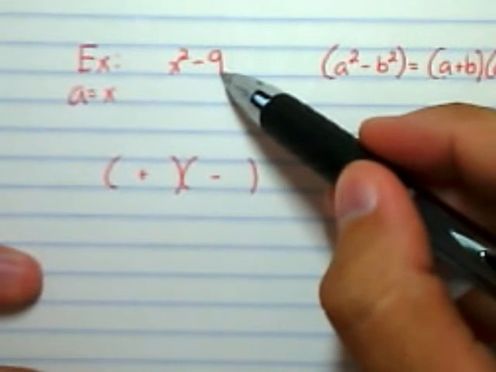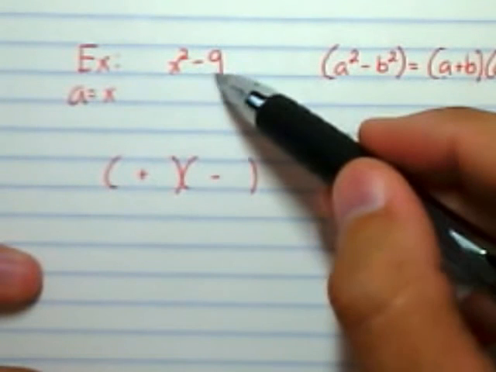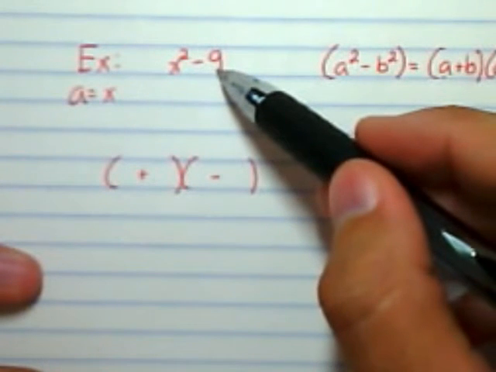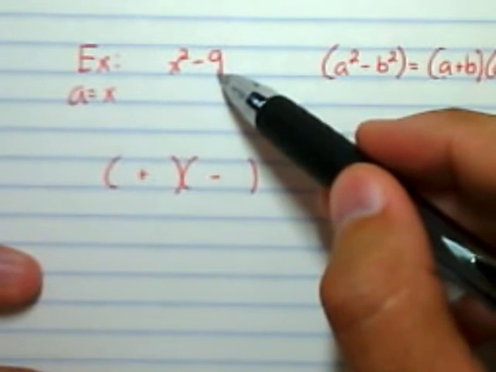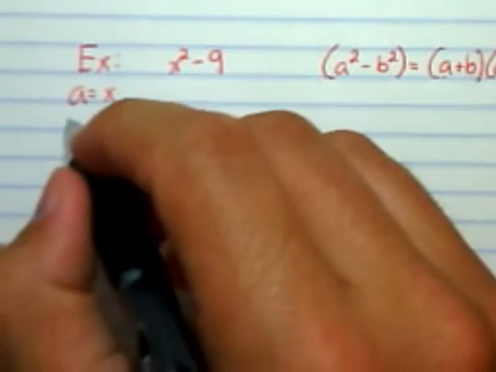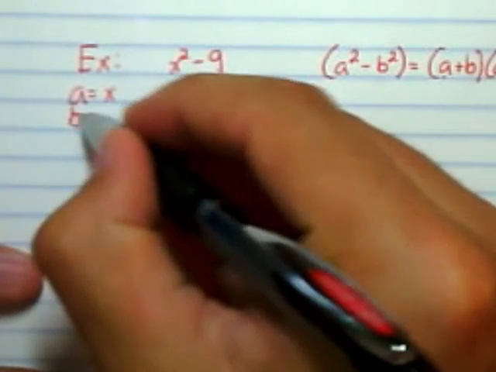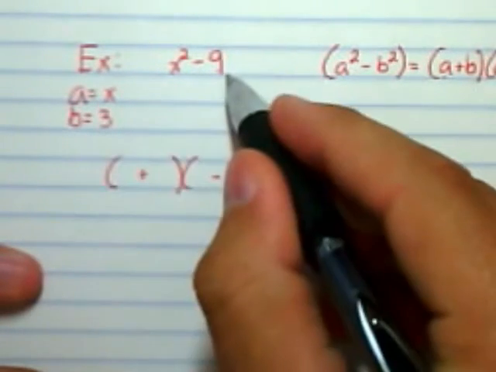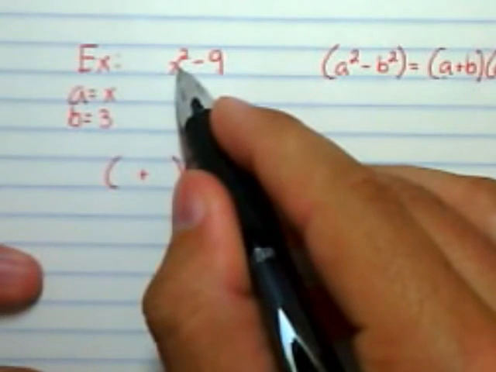And 9, difference of squares. Remember, these are perfect squares we're dealing with. 9, how do we get 9? What times what got us 9? That's right, those two equal integers, those two equal numbers. So B would be 3. 3 times 3 got us 9. X times x got us x squared.